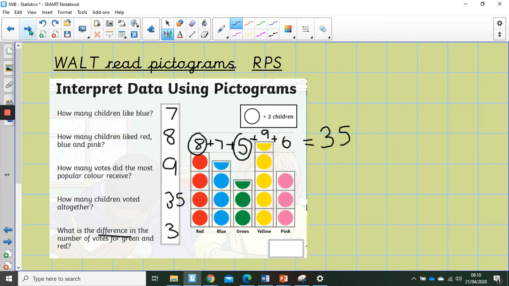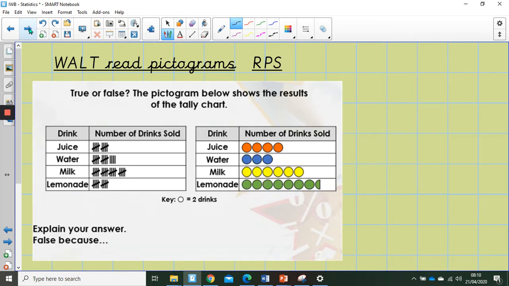Okay, so today we're going to be doing some reasoning and problem solving. So have a look at this. True or false? The pictogram below shows the results of the tally chart. We're going to have a look. We already know that it's false because it's giving us a clue down here. And that's how we're going to answer the question, by starting off saying whether it's true or false and then explaining it. The key tells me that each circle represents 2 drinks.